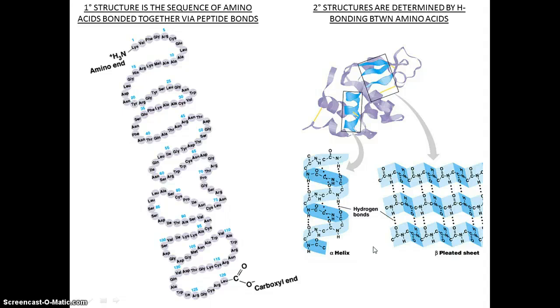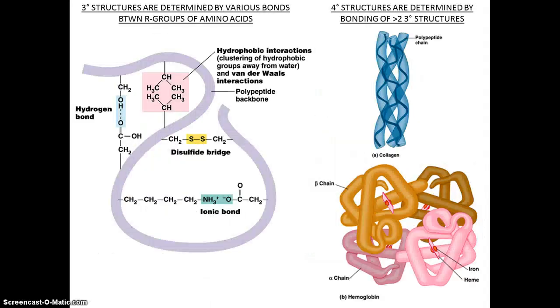Now when you have different secondary structures combined, you have what's called a tertiary structure, and this tertiary structure will also have disulfide bridges.